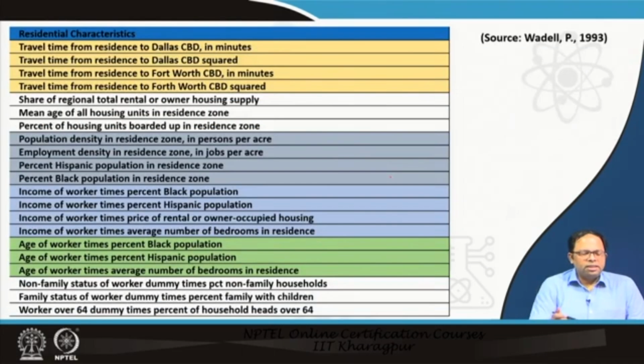And then residential characteristics were like travel time from residence to the CBDs, then travel time to share of regional total rental amount of housing supply, total age of housing unit, these are housing characteristics, percentage of housing units boarded up means dilapidated housing, then population density in residence zones, employment density, percentage of Hispanic population, so characteristics of that zone for that residential area, income of worker times percentage of black population, income of worker times percentage of Hispanic, so ethnicity again, and age of workers, then non-family status of worker dummy, family status of worker dummy. So, all these variables are created for residential characteristics.